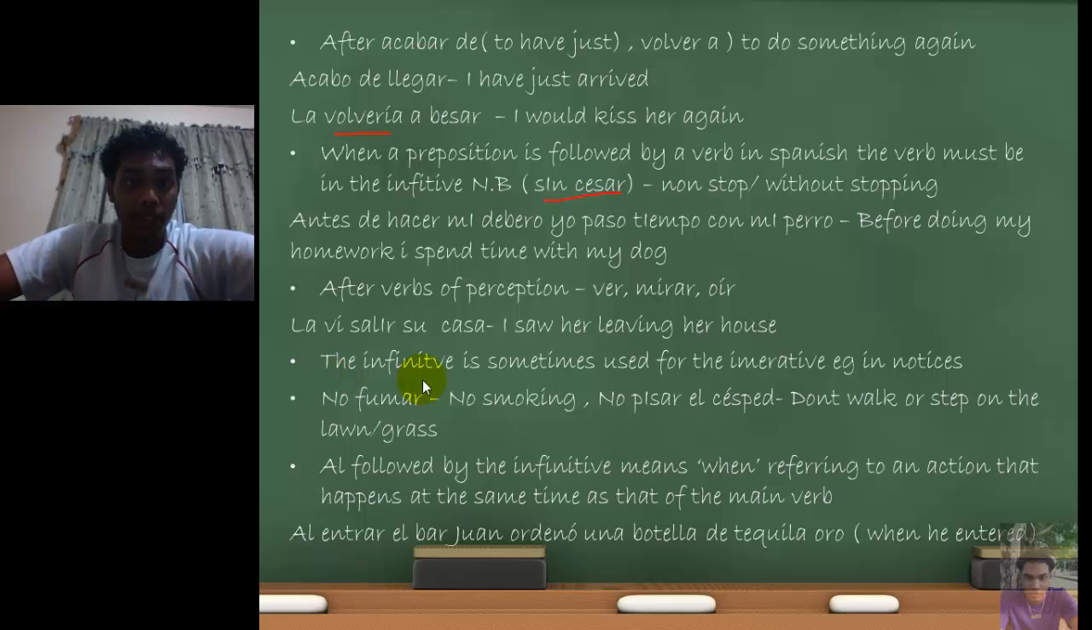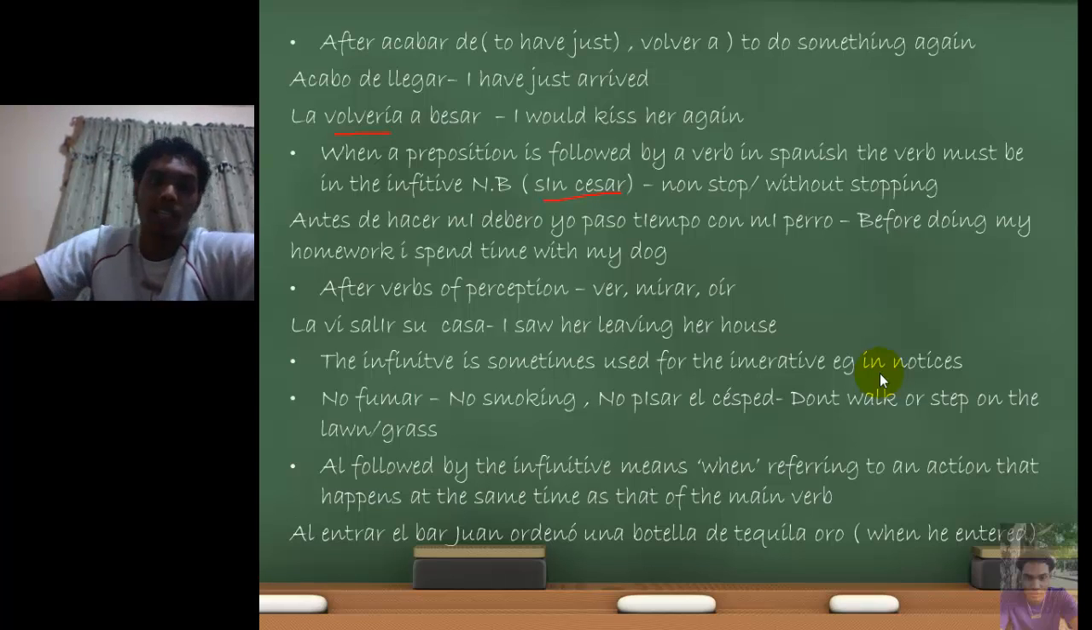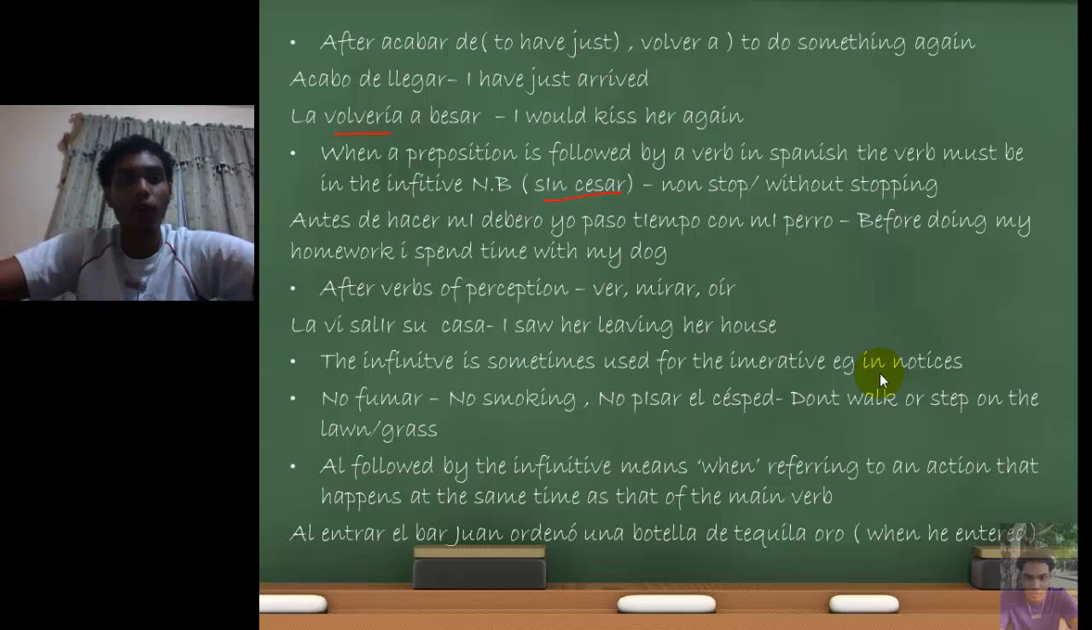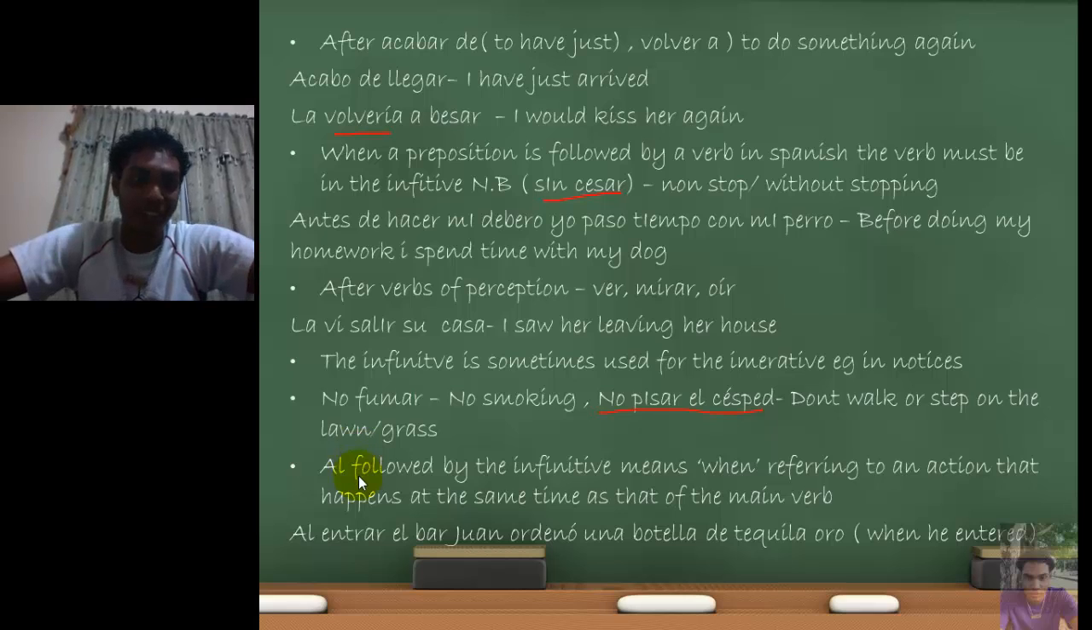Very important here. The infinitive is sometimes used for the imperative. That is mostly in notices, right? So if you see a sign no fumar, it doesn't mean no to smoke. It means no smoking. No pisar el césped. Don't walk or step on the lawn or grass. Right? I've seen this many times. I still broke the rules. Guess I won't get locked up.